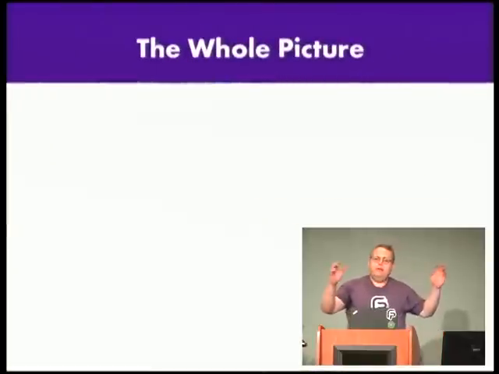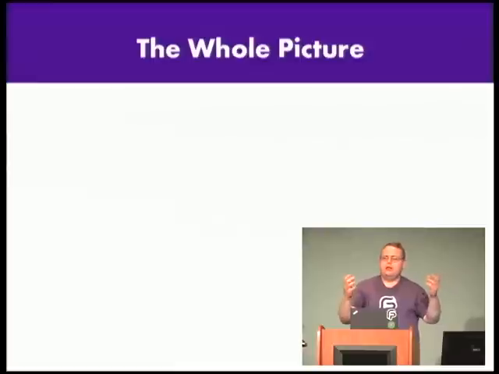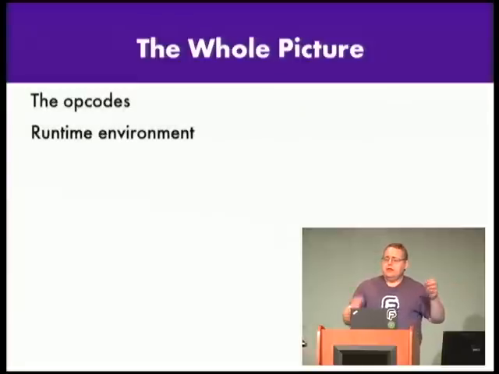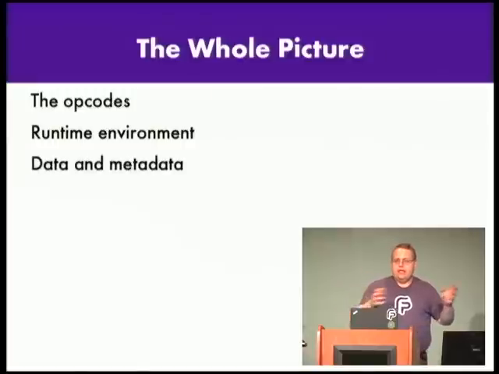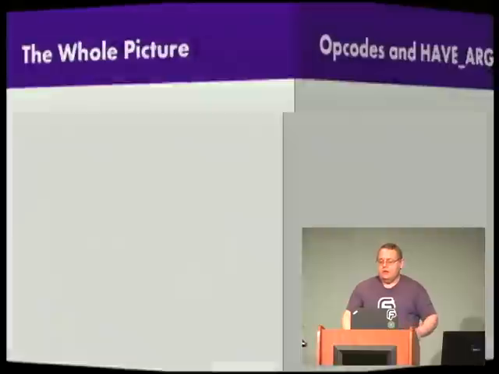So I want to talk about the whole picture, because again, this is only showing you a small slice of it. It's really just showing you the bytecodes and giving you a hint to the data that the bytecodes are referencing. But there are really 3 things that you need to understand in order to understand the whole picture and how bytecode works and what it's doing. Those 3 things are, of course, the opcodes themselves. You need to understand the runtime environment, the virtual machine in which opcodes run. And you need to understand the data and metadata that is associated with a callable object, with the bytecode and all the rest of it, in order to make sense of what the bytecodes are representing. So I'm going to walk you through all of that.